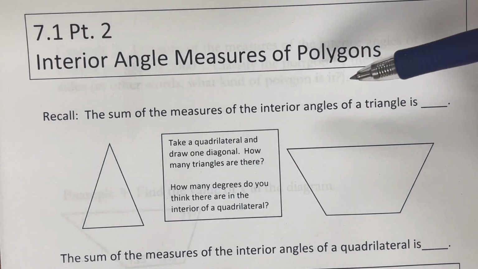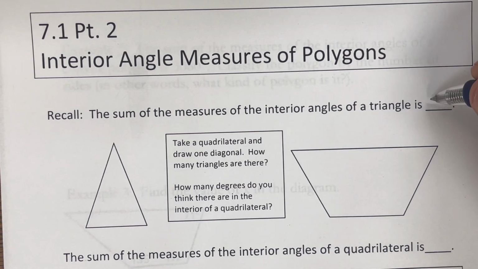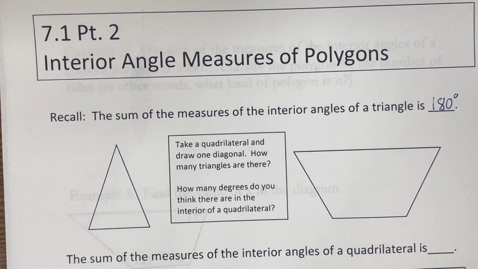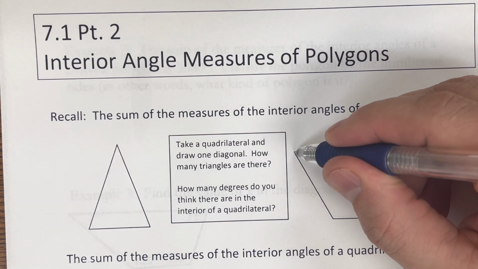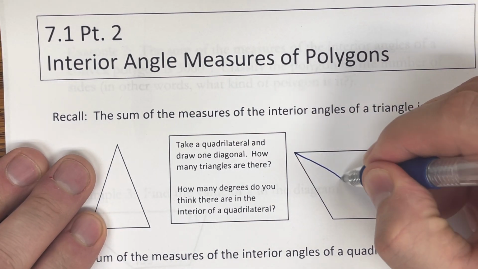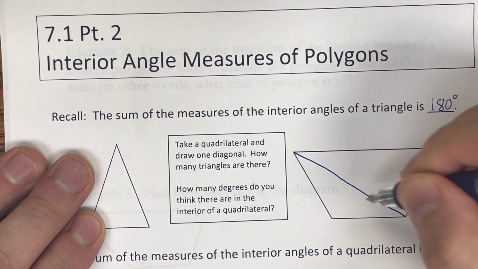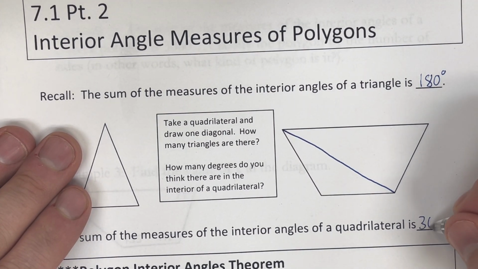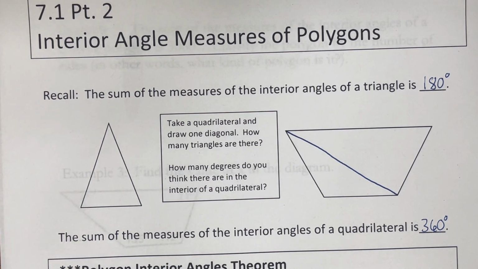Recall the sum of the measures of the interior angles of a triangle is always 180 degrees. There's 3 sides and 3 angles in a triangle. And with the quadrilateral, remember we could divide that into 2 triangles. So the sum of their interior angle measures is 360 degrees. So that's for a quadrilateral.